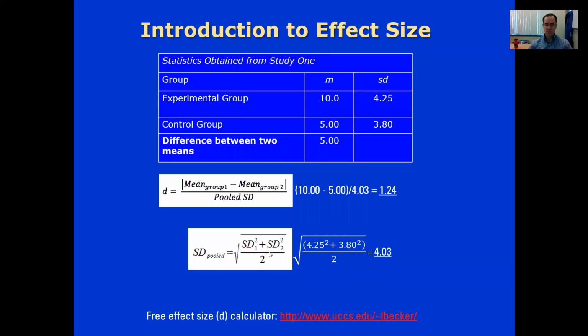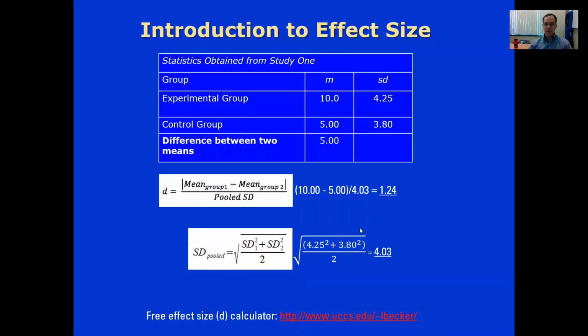For example, using the standard deviation of the experimental group, 4.25, putting that here along with the standard deviation of the control group, you would square each of the values, add them together, divide by 2, and then take a square root, and you would end up getting 4.03. You could calculate that by hand, and then you would calculate the effect size by taking the mean of group 1 minus the mean of group 2, and the difference would be divided by this pooled standard deviation, and you would get the 1.25 or 1.24.